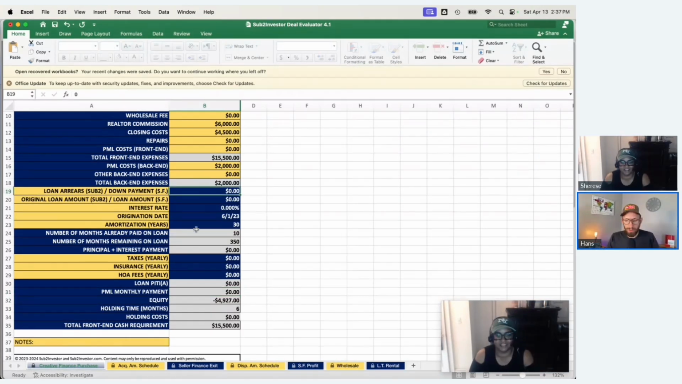Okay. All right, so let's get to the loan. Are there any loan arrears? Because you can see right here, if it's Sub2, then if there's any loan arrears, you input the number here. But if it's seller financing, you'll put the down payment. I'm going to say it's a little bit of arrears. Like you see, I think they said it somewhere. The back payment. Yeah, that.